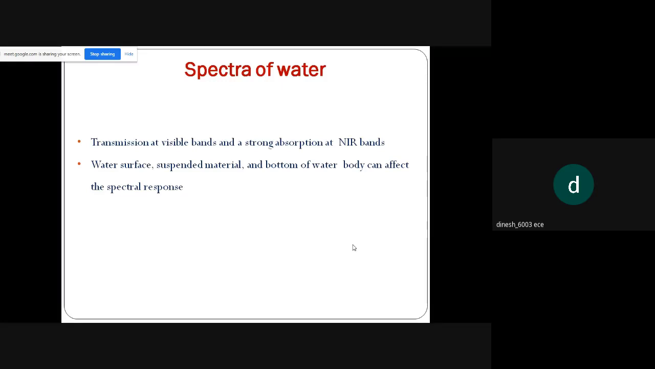Then the spectra of water: transmission at visible bands, with stronger absorption at near infrared bands. The water surface, suspended material, and the bottom of the water body can also affect the spectral responses, which is to be considered.